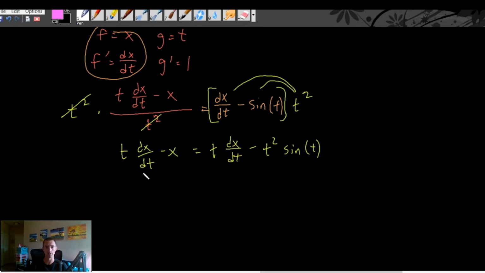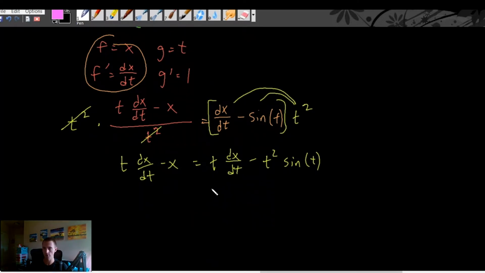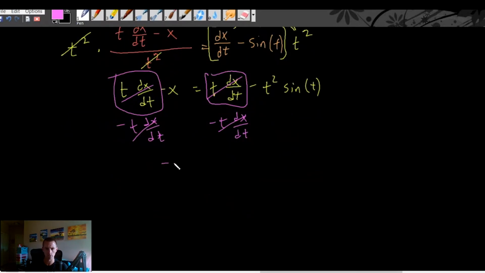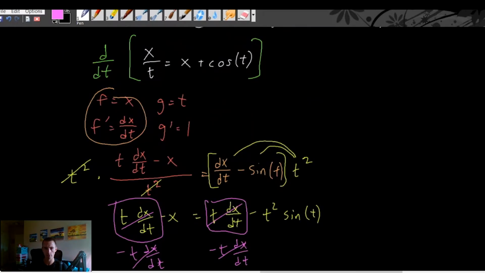So actually, this is kind of an interesting problem, because typically at this point we would subtract all of our dx dt terms to one side. So we would subtract t dx dt in order to move it over to the left side of the equation. But you see what that's going to do here is cancel that out fully from both sides. And it's going to leave us with minus x equals minus t squared times sine of t, which we would not really expect.